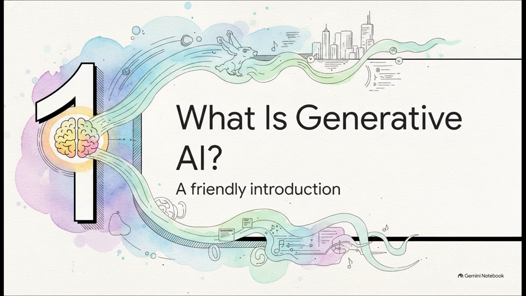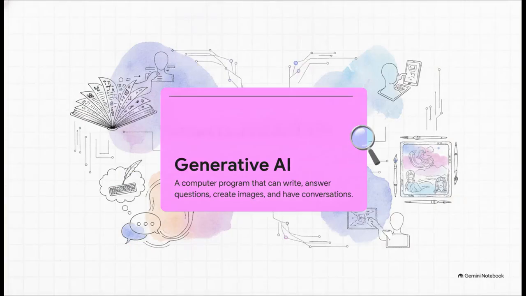Let's get right into a friendly introduction. You know, the reality here is actually remarkably simple, especially compared to all those sci-fi movies. Generative AI is really just a computer program. That's literally it. It's a program that has read a massive amount of information, and it can write text, answer your questions, create images, and even have conversational back and forths with you.